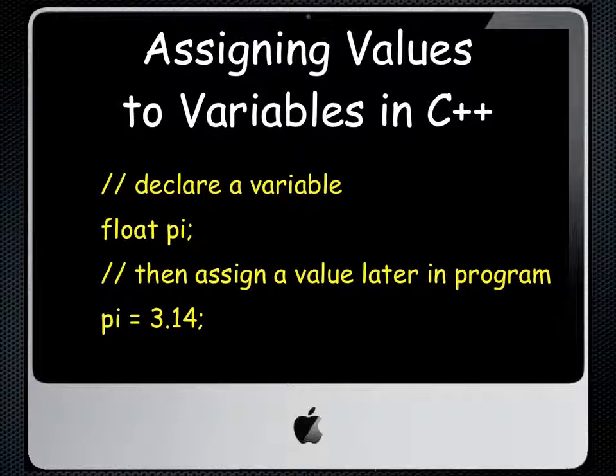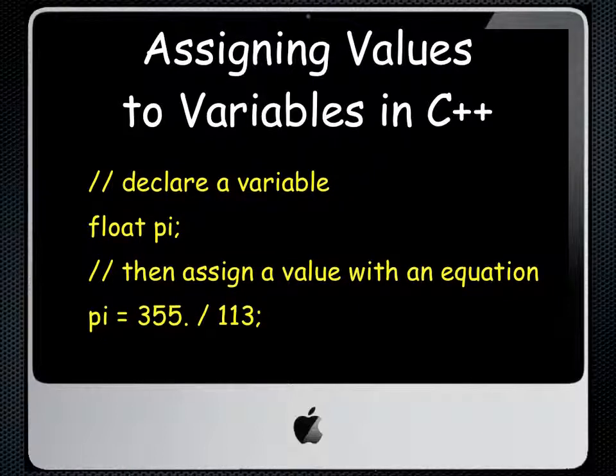We could also declare a variable, for example, float pi, and then later assign a value to that variable, as in pi equals 3.14. Alright, we could declare a variable, as in float pi, and then we could assign a value with an equation. For example, pi equals 355/113.